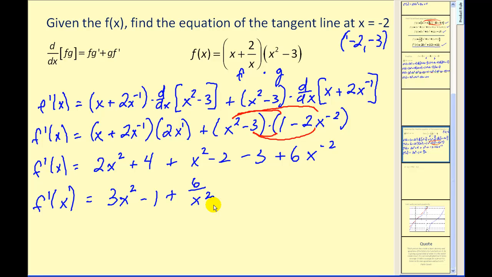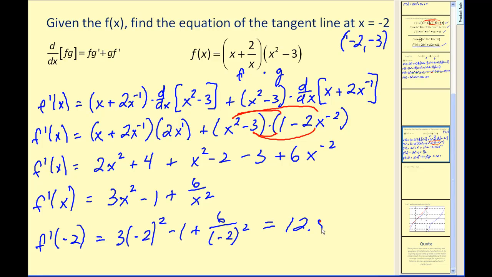Now I've gone a little quickly over some of the algebra just due to the time constraint. You might want to pause the video and take a closer look if you need to. Now to find the slope, we need to evaluate the derivative at x equals negative 2. This would give us 12.5. That would be the slope of the tangent line at x equals negative 2.